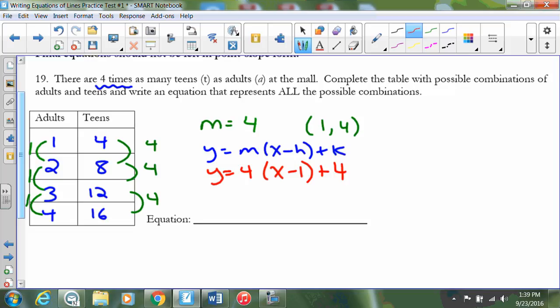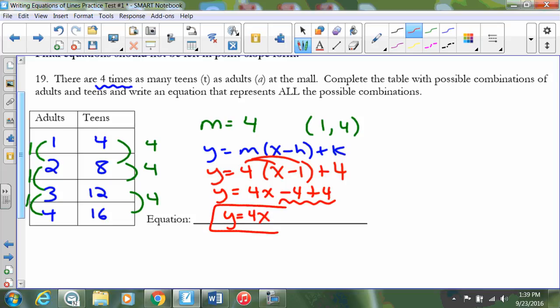We could have picked any other point besides 1, 4, and we still are going to end up with the same answer. We're going to distribute. So 4 times x is 4x. 4 times negative 1 is negative 4. Oh, isn't that nice? Negative 4 plus 4 cancels out, so we end up with y equals 4x.